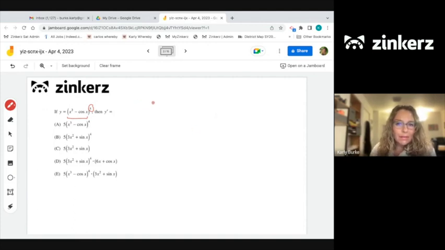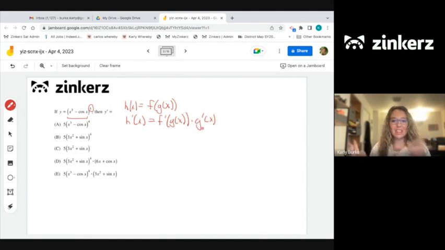So what do we have? Well, if you remember the rules for the chain rule, if you have f of g of x, to find the derivative, we take f prime of g of x times g prime of x. Now, I always like to picture this like an onion. We are working our way from the outside in.